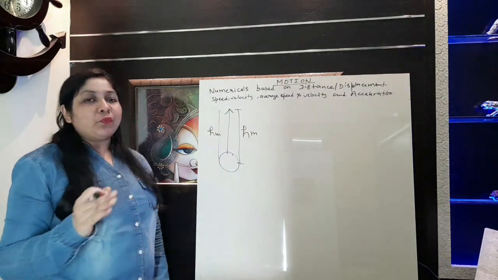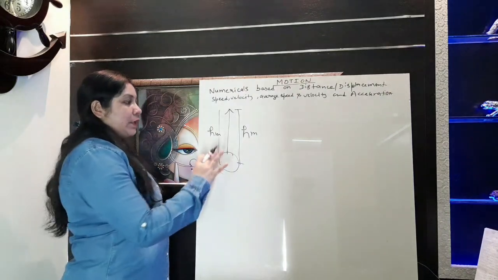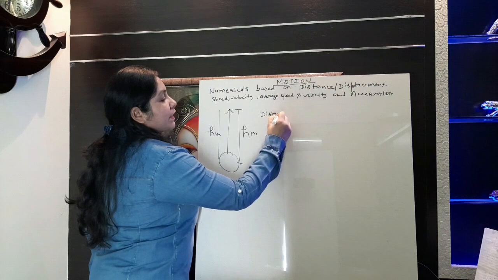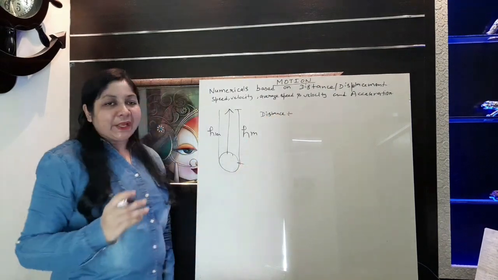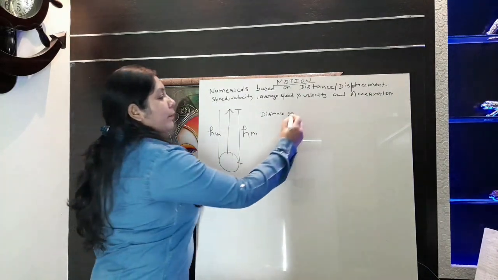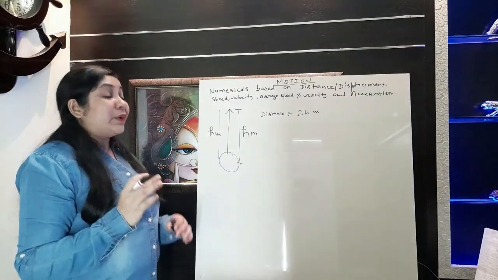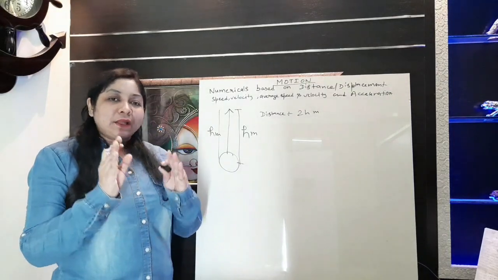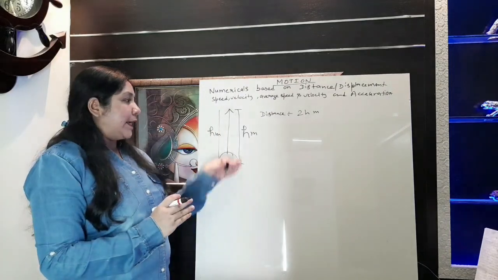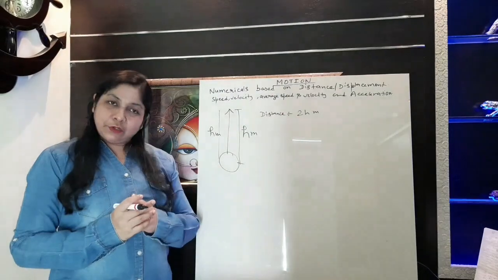So if you want to find the total distance covered by the object in this particular example, what will be the total distance covered by the body? Obviously h meter for going up and h meter again back. So the total distance covered by the body will be 2h meter, because distance is the actual length covered by a body. The actual length covered is h meter and then again h meter back, so the total distance will be 2h meter.